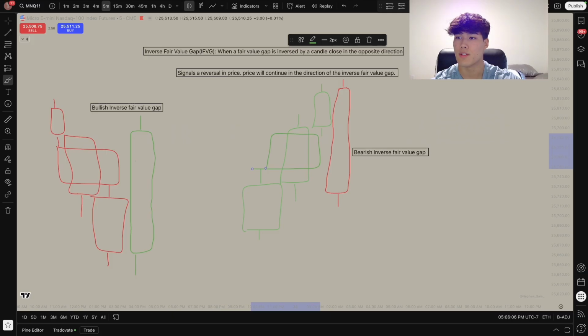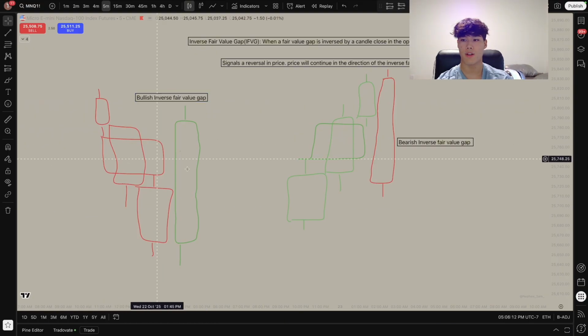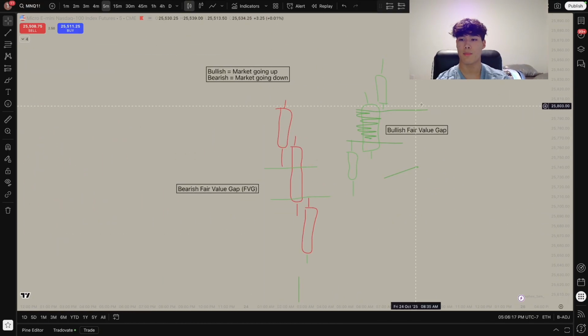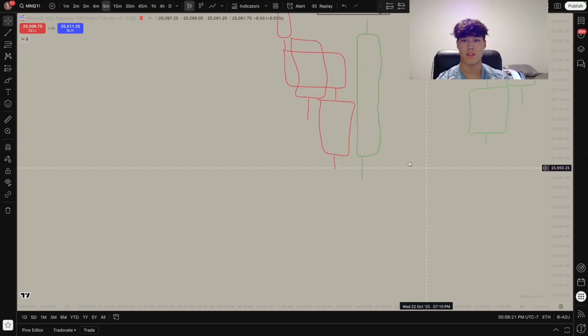Perfect. So I hope you guys understand that. Feel free to take a screenshot if you need to. Bullish inverse fair value gap and bearish inverse fair value gap. Bearish fair value gap and bullish fair value gap. Now, you guys know that.